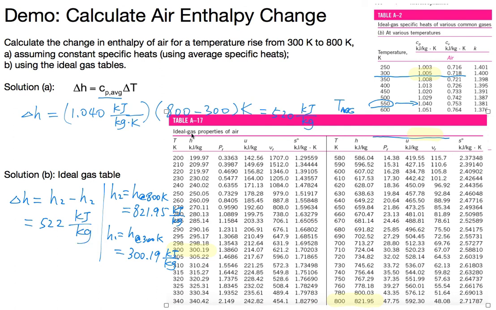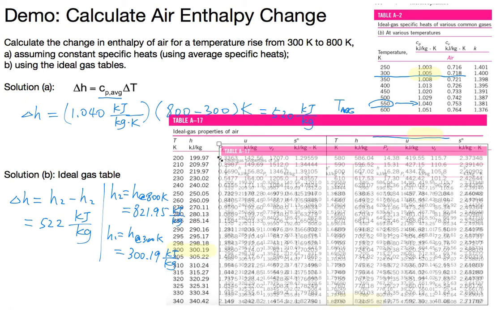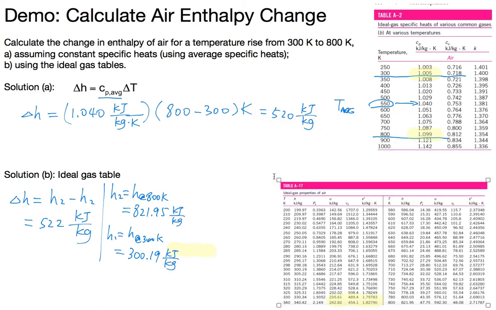Let me zoom out. Compare the two. We see using the first approach we get 520 kilojoule per kilogram. Using the second approach we get 522 kilojoule per kilogram. They're quite similar. So that completes our demonstration.